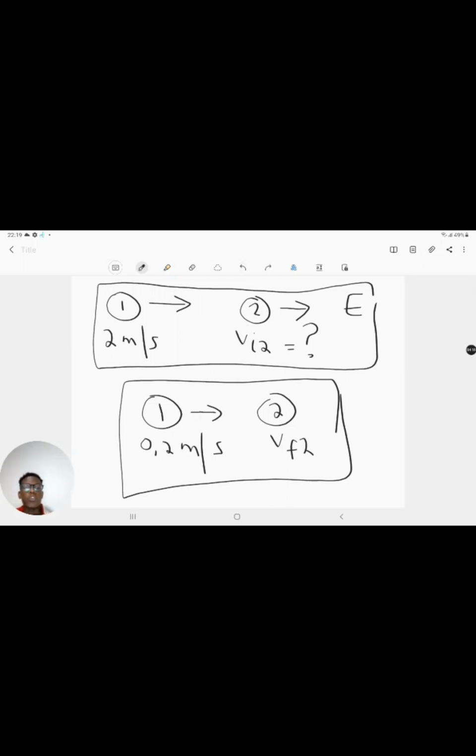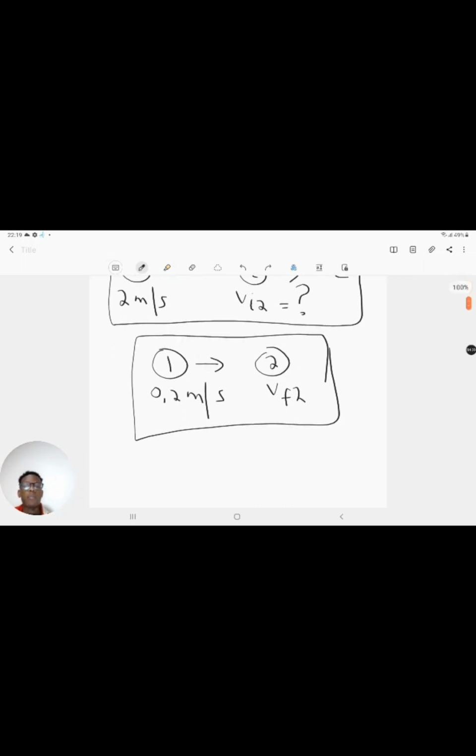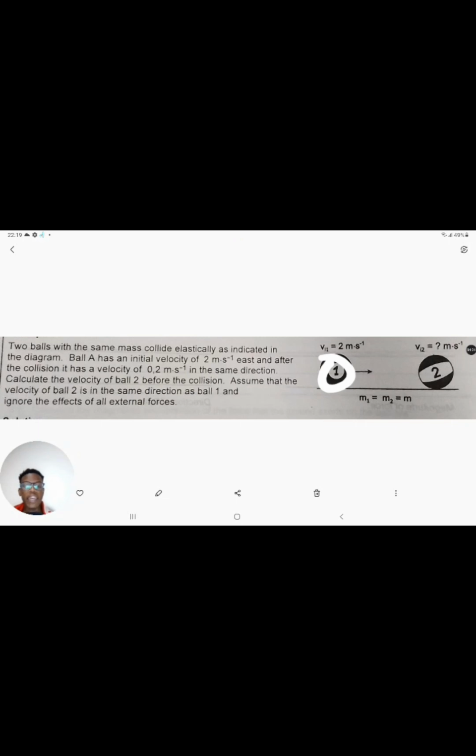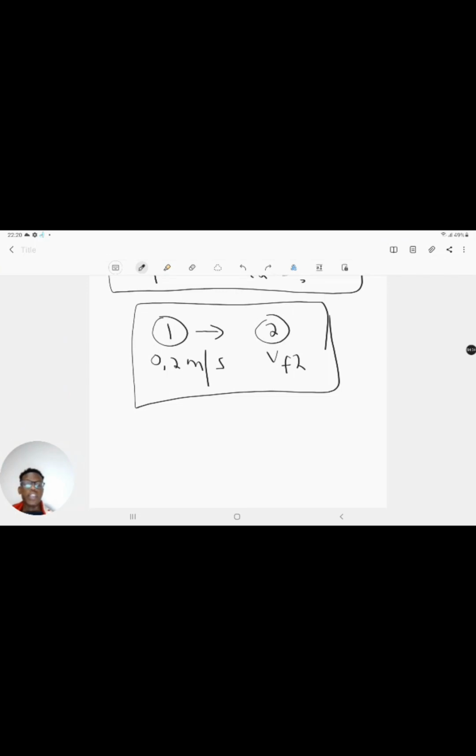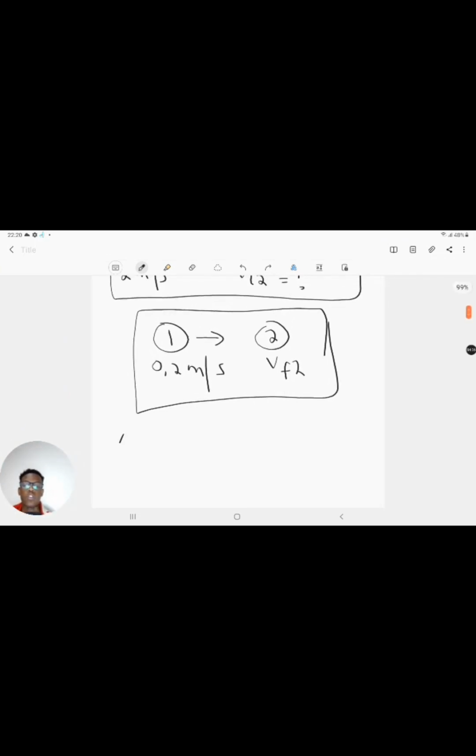And what else are we told? We are told that the masses of the balls are all the same. If I go back to the question, we're told that M1 is equal to M2, which is equal to M. If you look at the diagram on the right, just below the diagram, we've got M1 equal to M2, which is equal to M. So all the masses are M. I'm going to call all the masses M. That's the masses of all the balls.